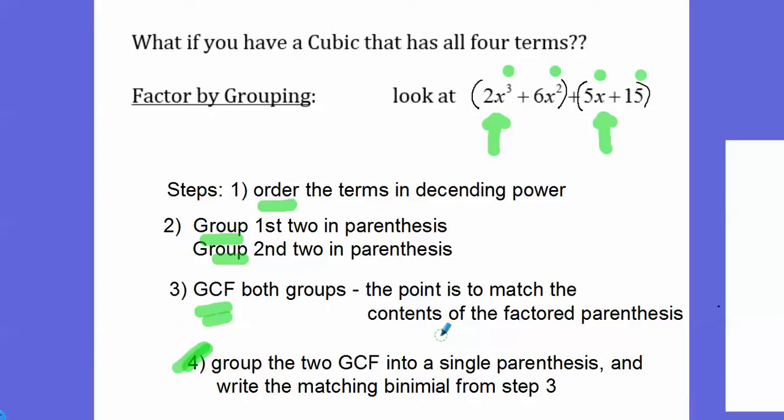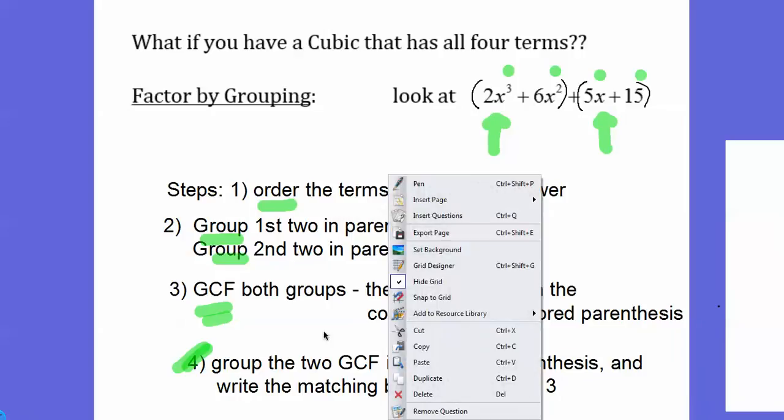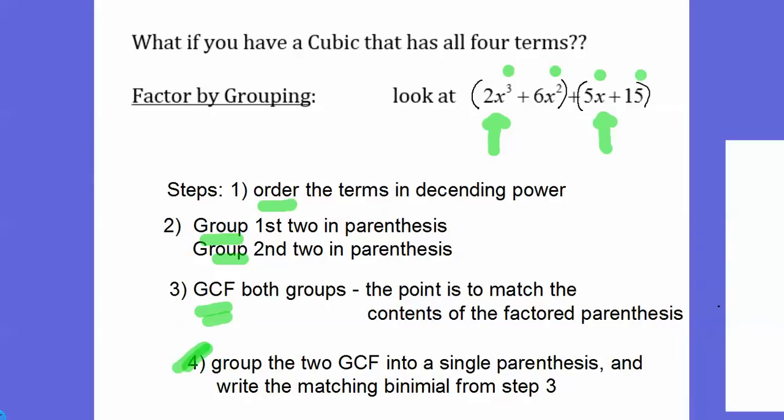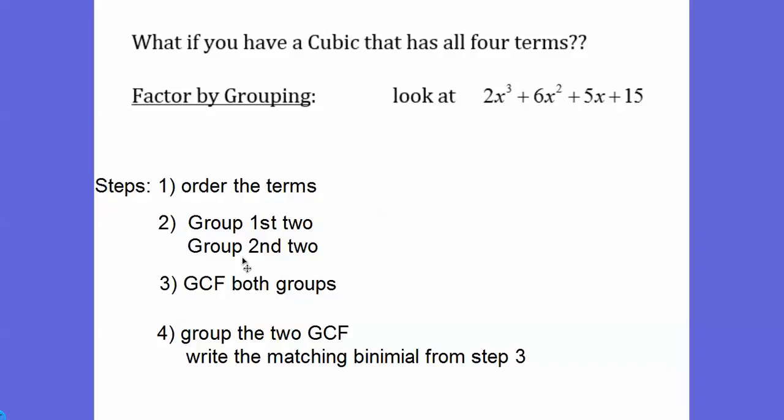All right, oops, my bad. Here we are. I just abbreviated the list of rules here for a second. So first one, we just order the terms. Now these are already in descending power, 3, 2, 1, none. What I'm then going to do is group the first 2, grouping these 2 together and then grouping these 2 together. That's step 3.